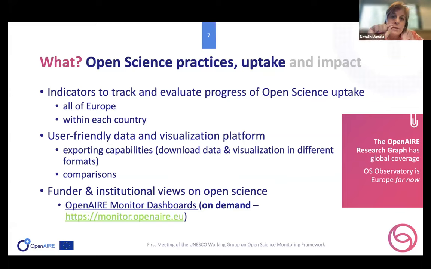What are we doing now? So I've set up there open science practices, uptake and impact. And the impact, if you see, is in gray, because this is something that we are working on and we're not there yet. So it's indicators to track and evaluate progress. The characteristic is that we want this dashboard and visualization, because a bunch of numbers may not say something to people, but perhaps they need to compare, they need to export into their own systems and process. And then the Open Science Observatory mainly targets the national approach, because, as I said before, the funders and institutions have different needs, so they have more detailed indicators, and this is where we have our other on-demand dashboards.